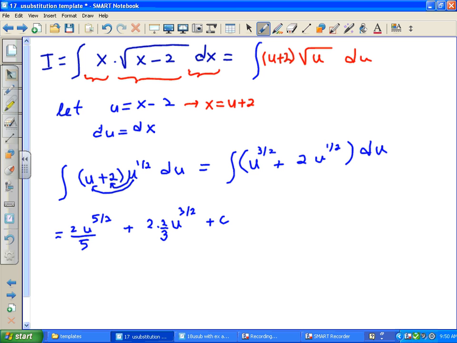But in this case, we don't have limits yet. We still have to bring the x variable back, right? We don't want to leave the answer in terms of u. So before I bring the x variable, though, I want to simplify this a little bit. I have u to the 5/2, u to the 3/2. Could I factor anything out of this?